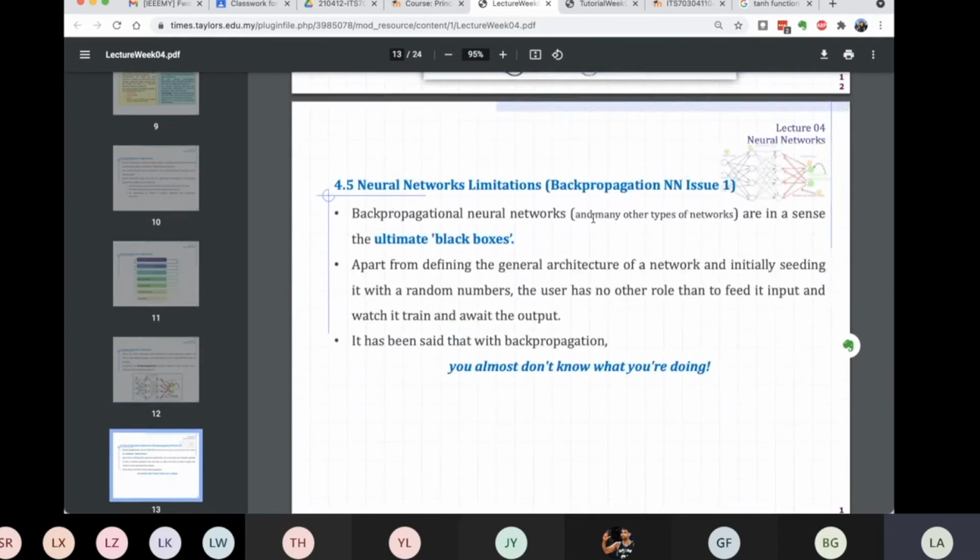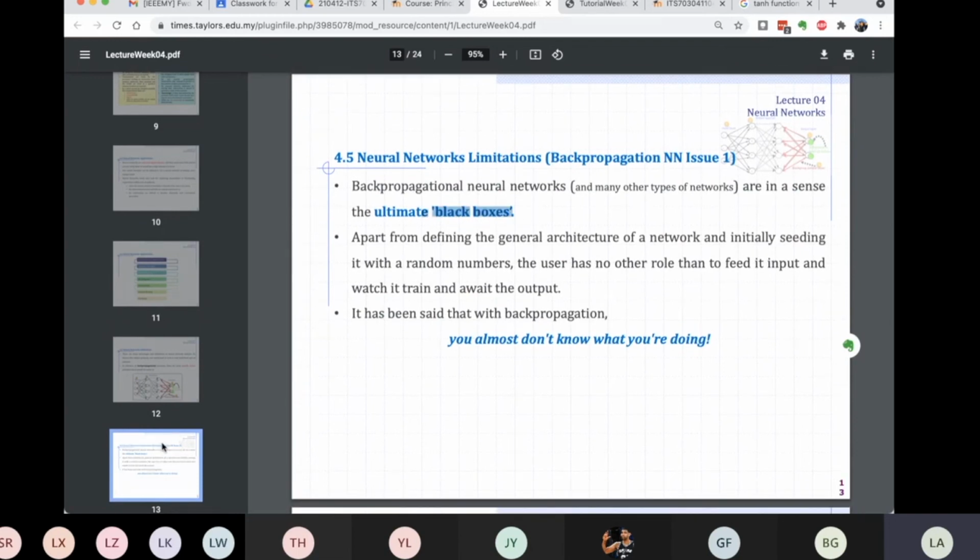Backpropagation neural networks are, in a sense, what we call the ultimate black boxes. Apart from defining the general architecture of the network and initially seeding it with random numbers, we have no other role than to feed the input, watch it train, and wait for the output.